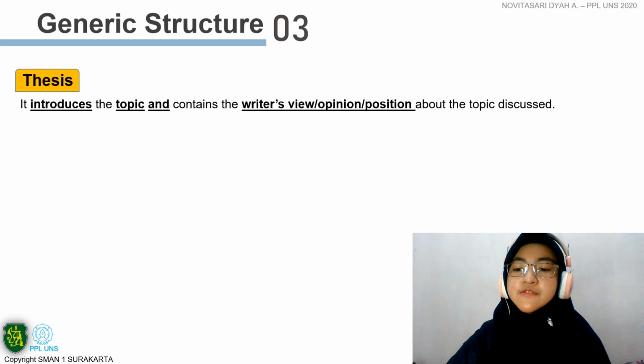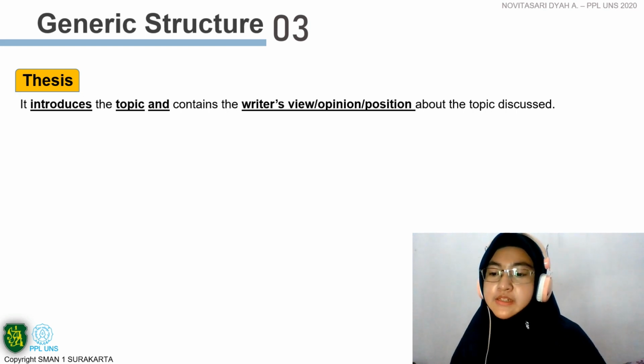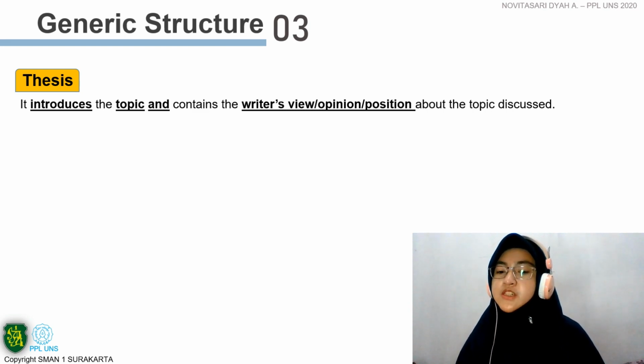And then we have the generic structure of analytical exposition text. First, thesis. It introduces the topic and contains the writer's view or opinion or position about the topic discussed. This is in the beginning of the text. Thesis is the first paragraph of an analytical exposition text. It contains the topic and the opinion about the topic.